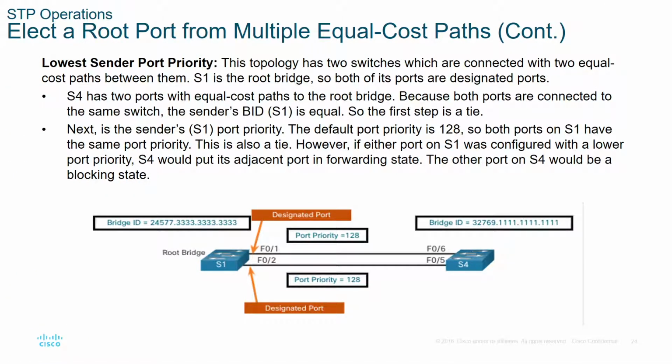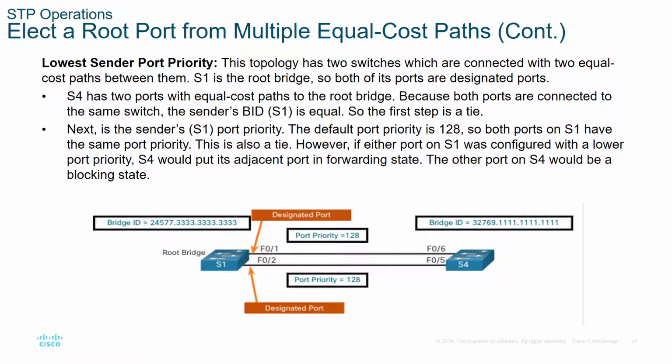So, elect a root port from multiple equal cost paths. Again, the next tiebreaker is the lowest sender port priority. This topology has 2 switches which are connected with 2 equal cost paths between them. S1 is the root bridge, so both of its ports are designated ports. S4 has 2 ports with equal cost paths to the root bridge. Because both ports are connected to the same switch, the sender's bridge ID, S1, is equal. So the first step is essentially a tie.